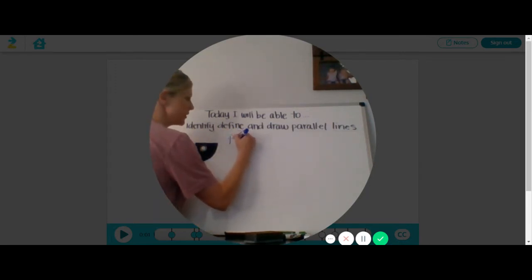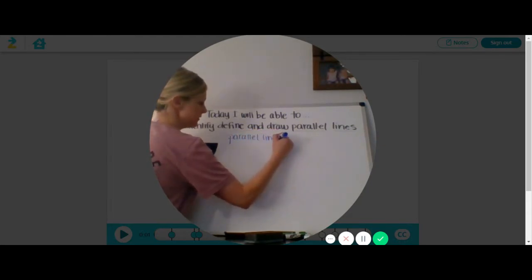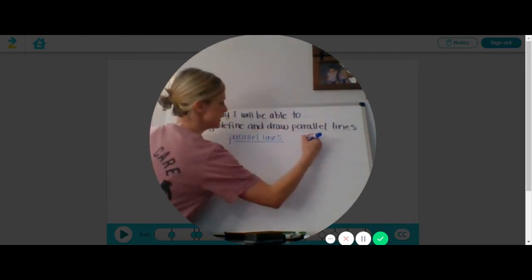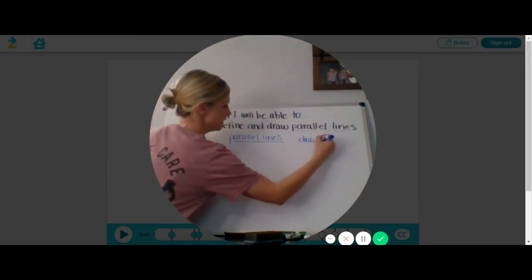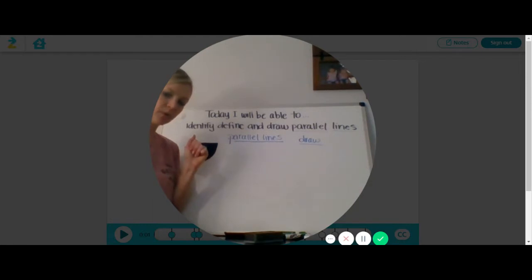So today in your notes, be ready to define what are parallel lines. And then we're also going to draw images and decide are they parallel or aren't they. And we're going to think about the difference between parallel and perpendicular lines today as well.